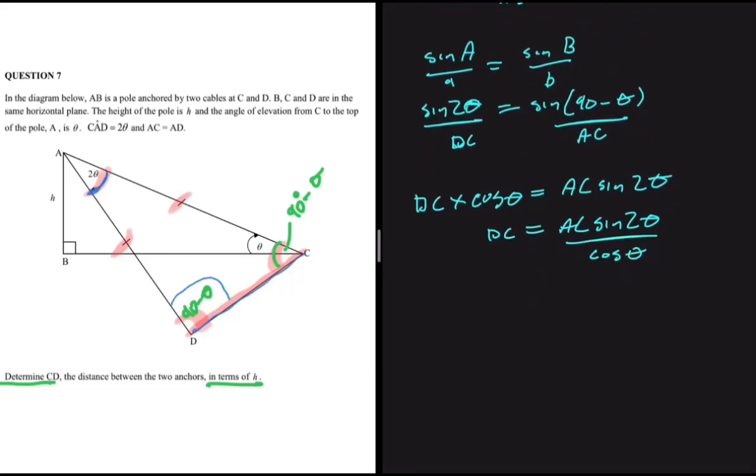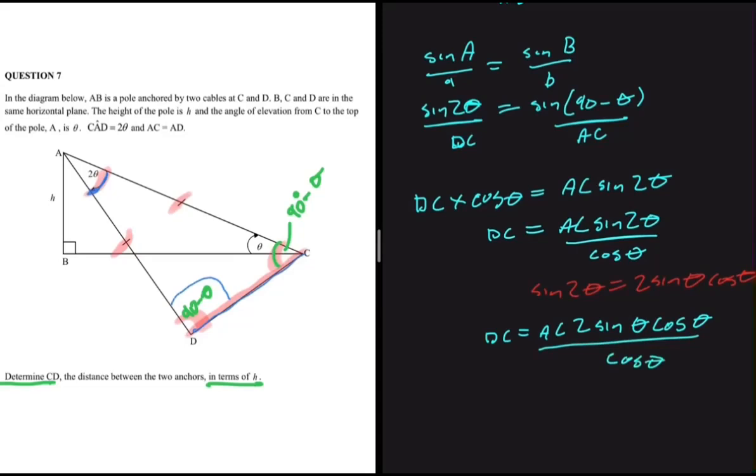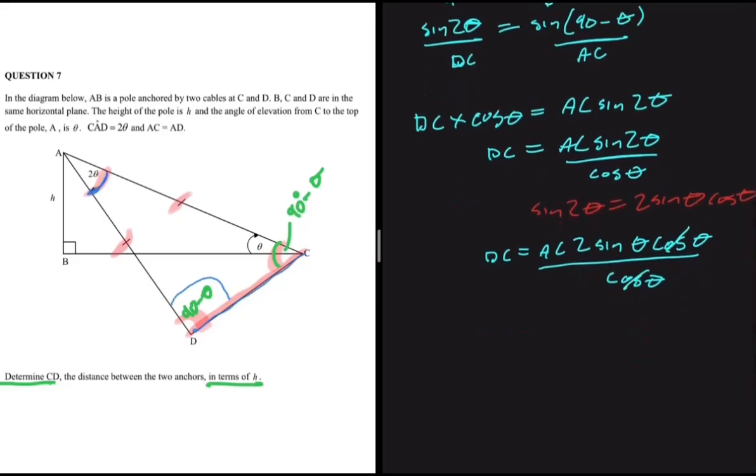But we know fully well from trig, right, that sine of 2 theta is equal to 2 sine of theta cos of theta. So we can just substitute that in. We're going to get DC is equal to AC times 2 sine of theta cos of theta, everything divided by cos of theta, right? And now it's easy to see that cos of theta and cos of theta cancel out. So now we have DC is equal to basically 2 AC sine of theta, right?